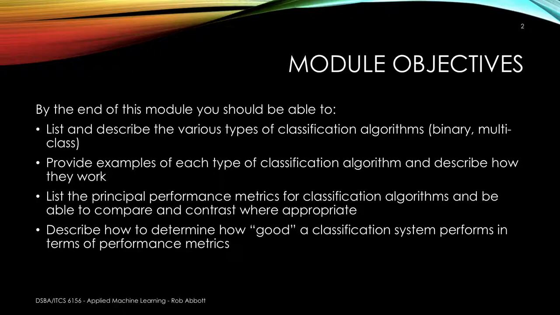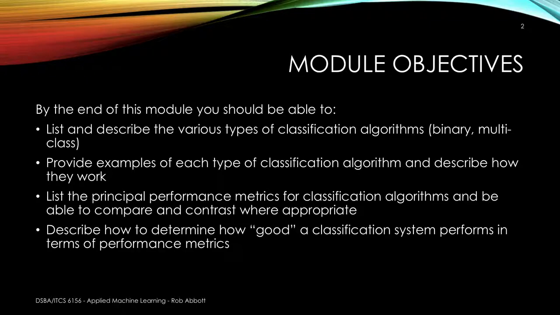I also want you to be able to list some of the standard performance metrics for classification algorithms. These are things that you're going to be expected to do when you run a learning algorithm and provide the output to your consumers so that the consumers can understand how effective your algorithm or your implementation model is.